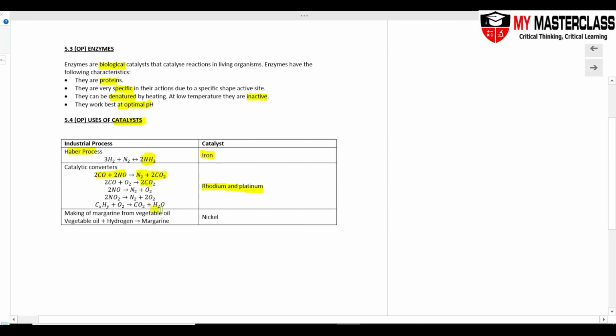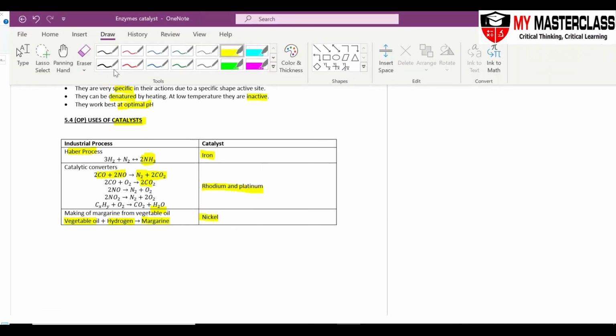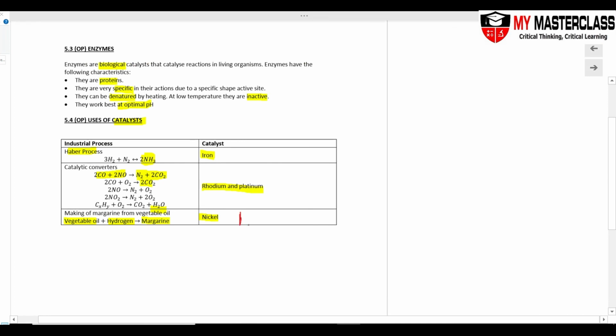N2, CO2, H2O. Okay, and last but not least, within the syllabus, we also have vegetable oil, which is actually fat. If I add hydrogen, it will be converted to margarine, which is solid fat. And the catalyst that I use is a nickel catalyst. This one is in organic chem, which is the last big component of your Sec 4 work. Okay, this is ammonia formation, NH3, and this is in air and atmosphere.